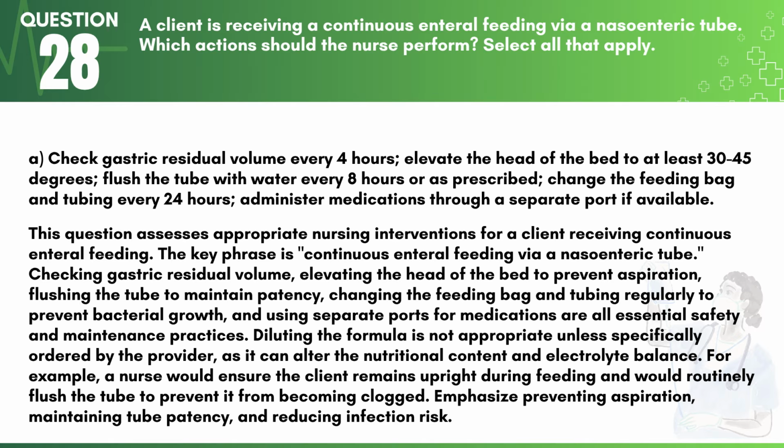Checking gastric residual volume, elevating the head of the bed to prevent aspiration, flushing the tube to maintain patency, changing the feeding bag and tubing regularly to prevent bacterial growth, and using separate ports for medications are all essential safety and maintenance practices. Diluting the formula is not appropriate unless specifically ordered by the provider, as it can alter the nutritional content and electrolyte balance. For example, a nurse would ensure the client remains upright during feeding and would routinely flush the tube to prevent it from becoming clogged. Emphasize preventing aspiration, maintaining tube patency, and reducing infection risk.